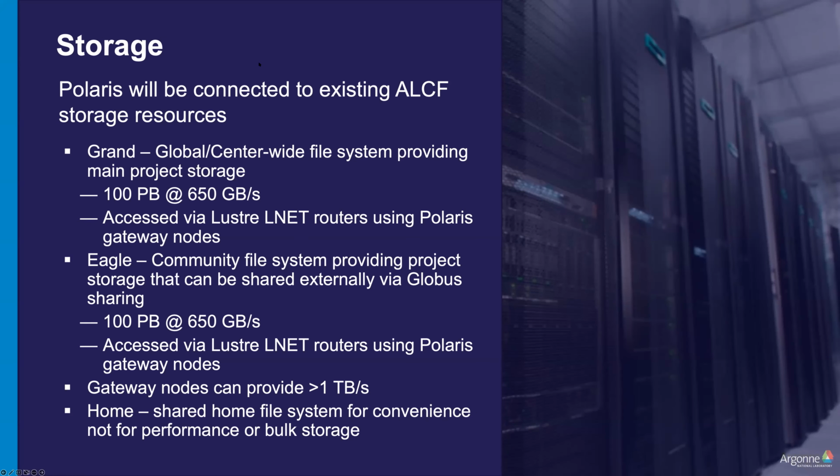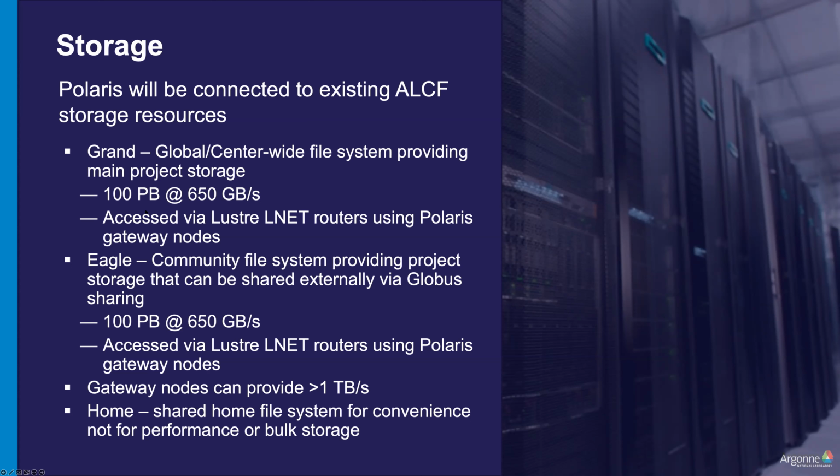Just to cover a little bit about the storage on the system. We have two main file systems that are shared with our other compute resources. We have Grand, which is the system we'll be using today. It has a peak performance of 600 gigabytes a second. However, currently this is limited by the number of gateway nodes that we have configured. Right now we don't have them all configured due to supply chain issues of getting InfiniBand cables.